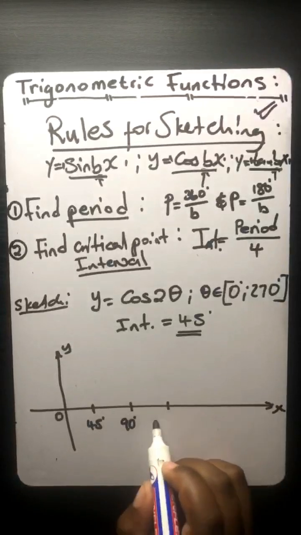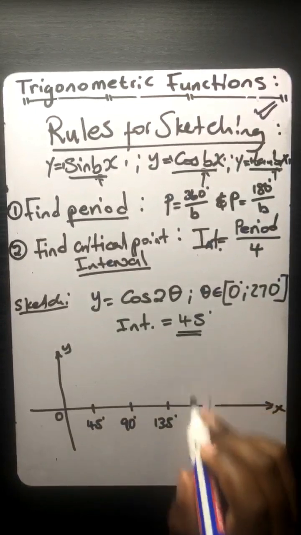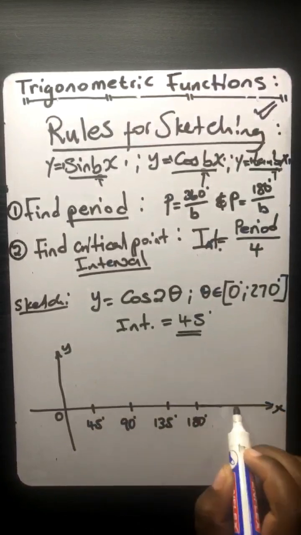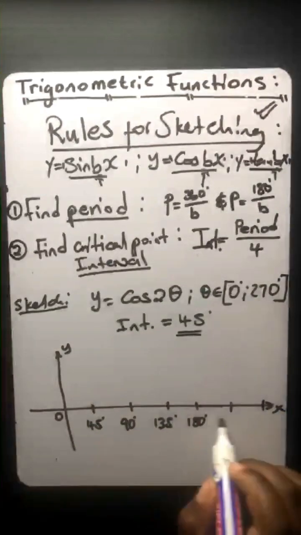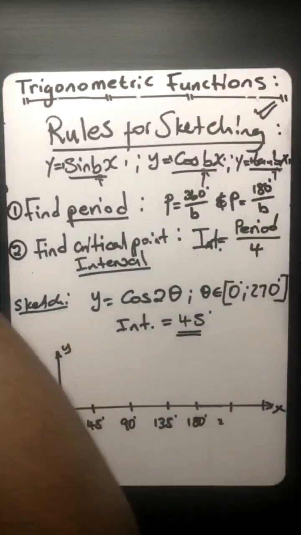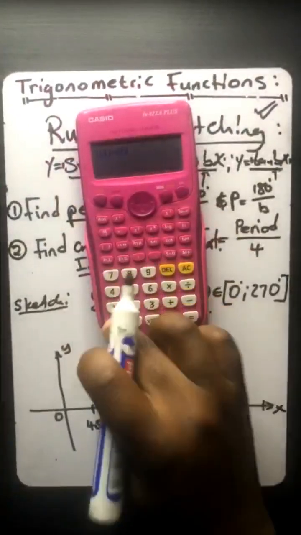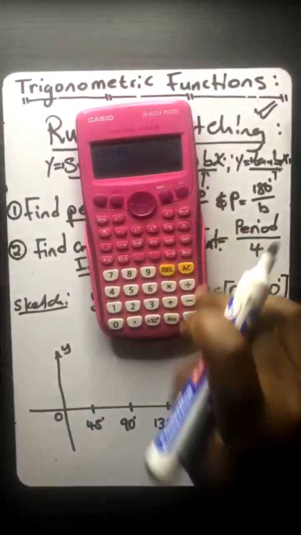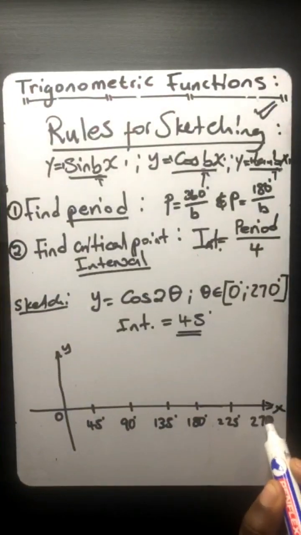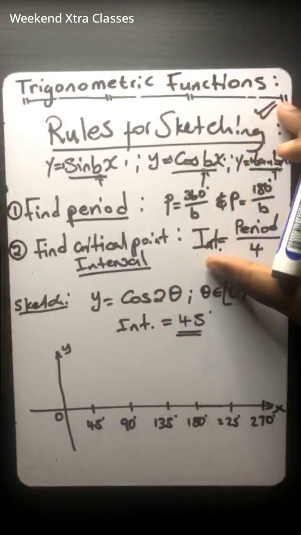Is it 135? I think it's 135. The next one is going to be 180. I'm going to run out of space, but let's say the next one is 180 there. What will the next one be before we get to the last one? Is it 225? Let's see, 180 plus 45, yes, is 225. And then the last one is 270. 100%. So can you see? You have followed those rules.